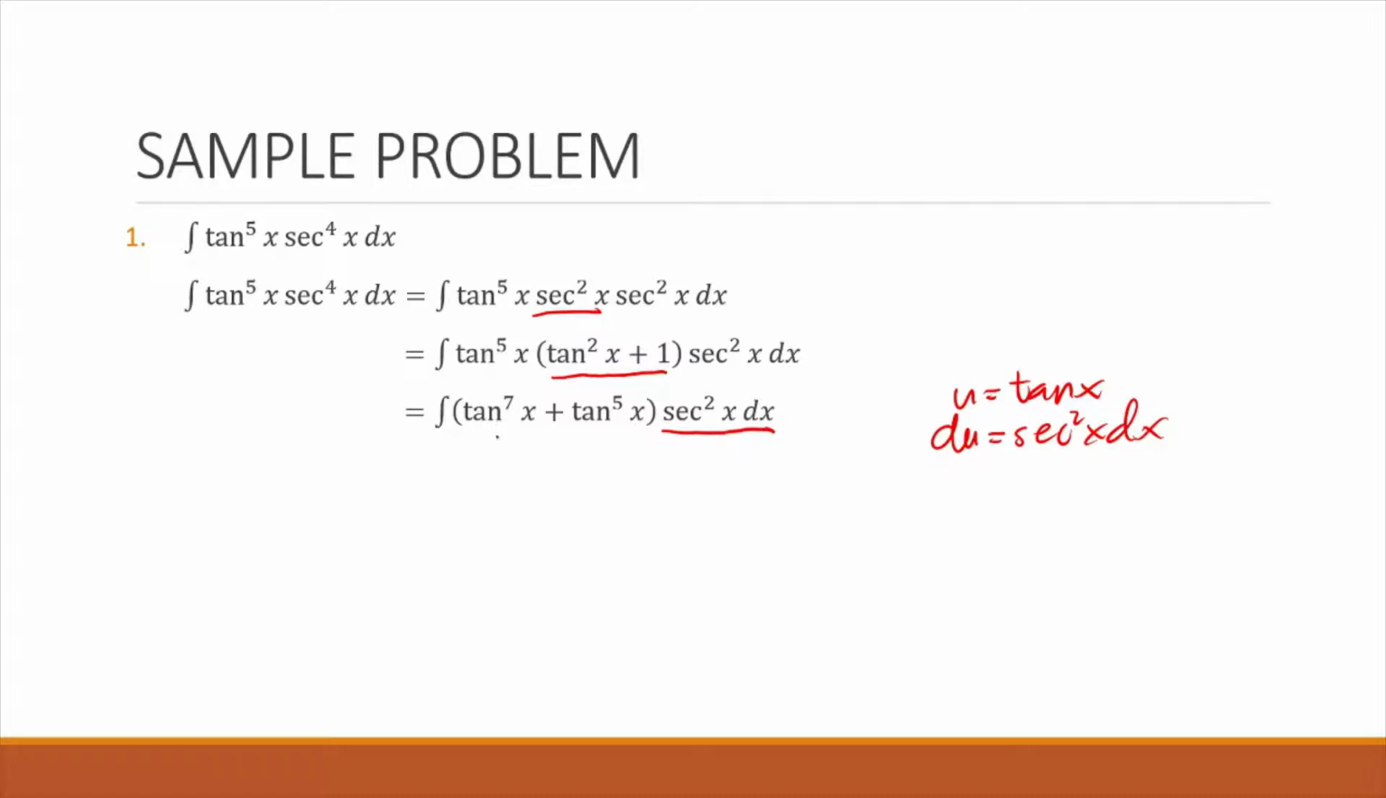And then just apply the power rule. First term, this is tangent raised to 8 divided by 8. Tapos, second term, tangent raised to 6 divided by 6. Then plus c. This is now the final answer. Next.